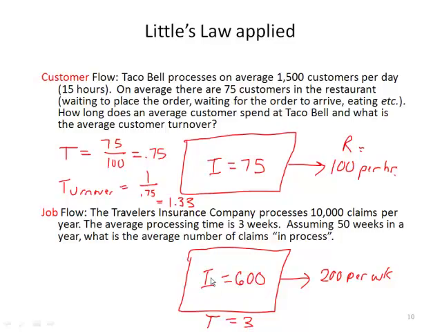Now think what's interesting about this. We don't know where those claims are in process. They could be waiting to be handled. They could be in one particular step or another step. They could be at different branch locations. Who knows? But we have an idea of what the inventory is.